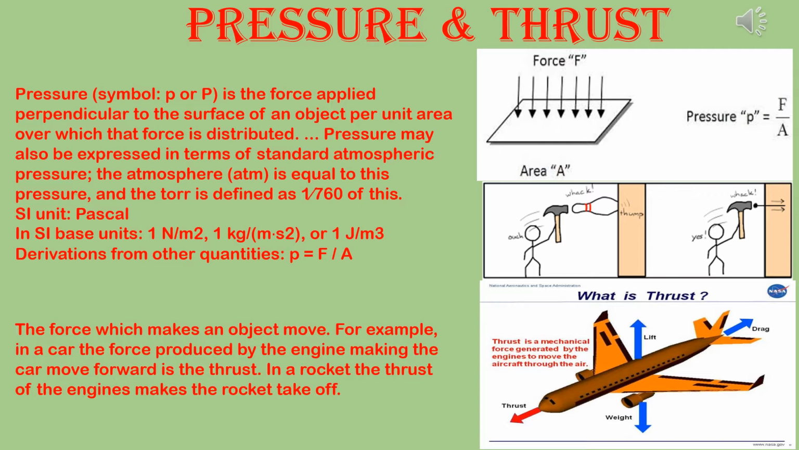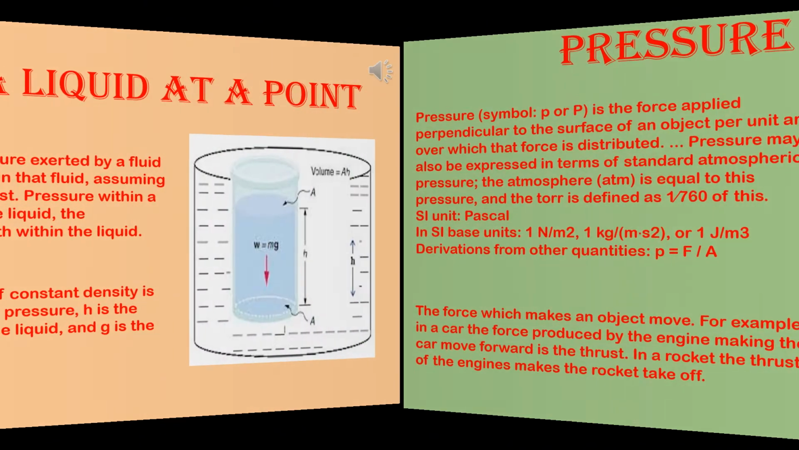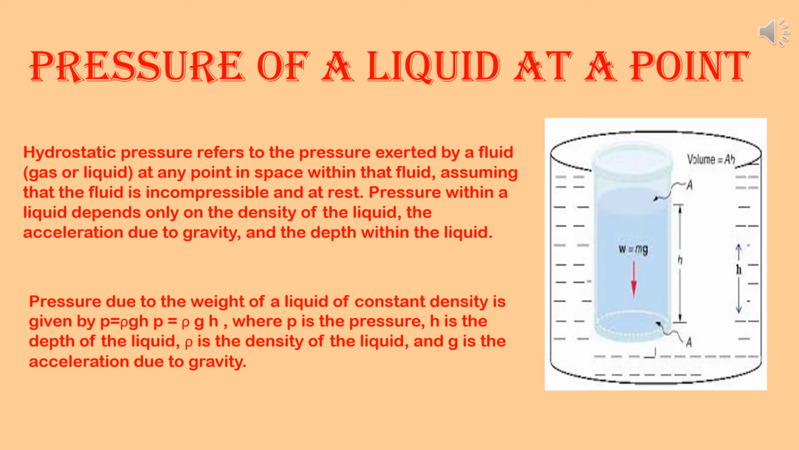The SI and CGS units of pressure are Newton per square meter and dyne per square centimeter. The SI unit of pressure is also called Pascal. Thus 1 Pascal is equal to 1 Newton per meter square. Pressure of a liquid at a point we are going to discuss in the next slide. Now, pressure of a liquid at a point.